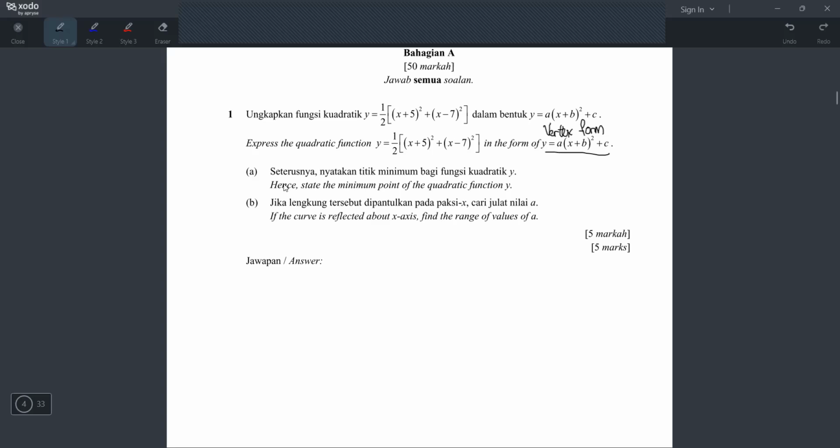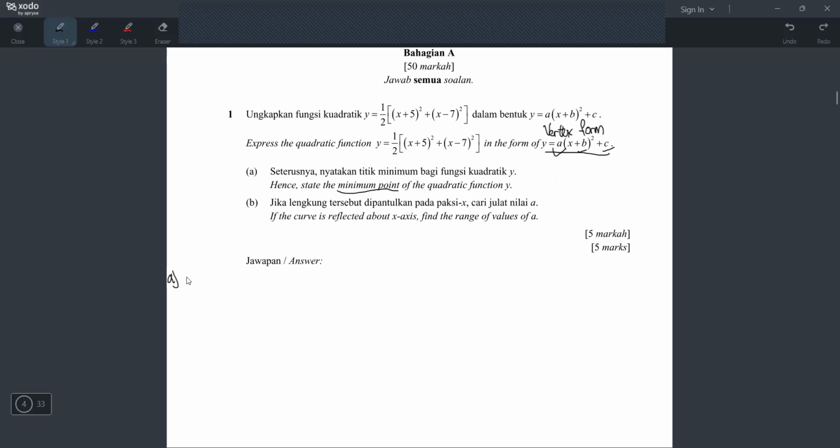So the A question says state the minimum point of quadratic function y. Okay, how do we find minimum point? Well, change to vertex form. After we change to vertex form, the B and the C will tell us the minimum point coordinate. The A will tell us it's a minimum or maximum, because A will tell you actually the shape is either a U shape or N shape. If it's U shape, it's minimum. If N shape, is maximum. That's what the A will tell us. But the B and C will tell us the exact X coordinate and the Y coordinate, all right?